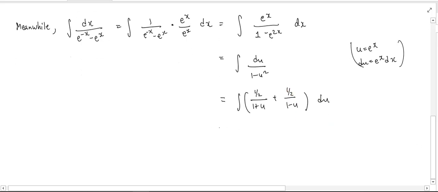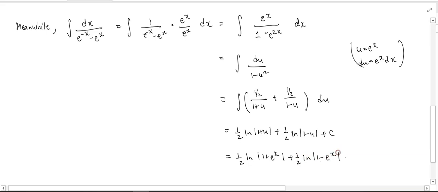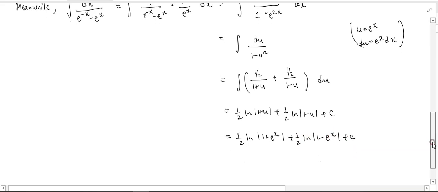And then this one is easier now to integrate. You have 1/2 ln absolute value 1 plus u plus 1/2 ln absolute value 1 minus u plus c. Balik lang natin si x. We have 1/2 ln 1 plus e raised to x plus 1/2 ln 1 minus e raised to x plus c. So that's the general antiderivative of our function.